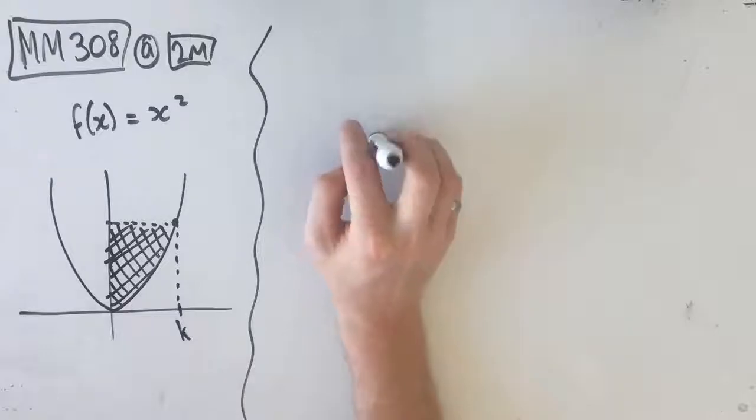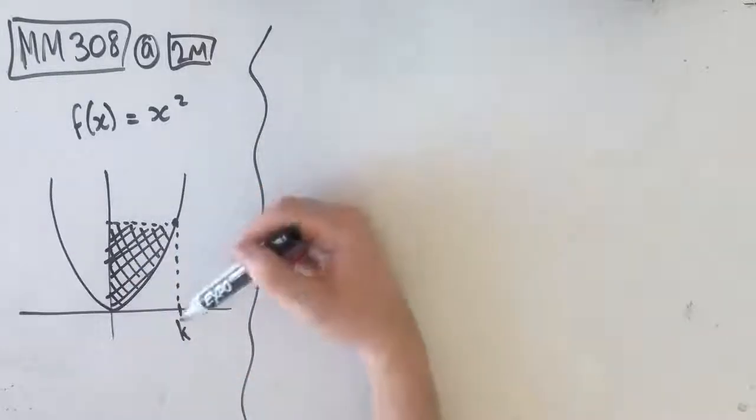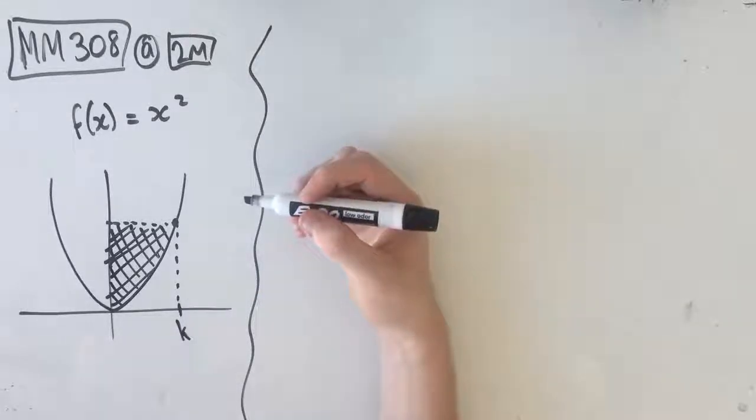So in this question we've got the graph of f of x equals x squared, as shown here. We've got this value of k. And our first part A says find the area of the shaded region in terms of k.